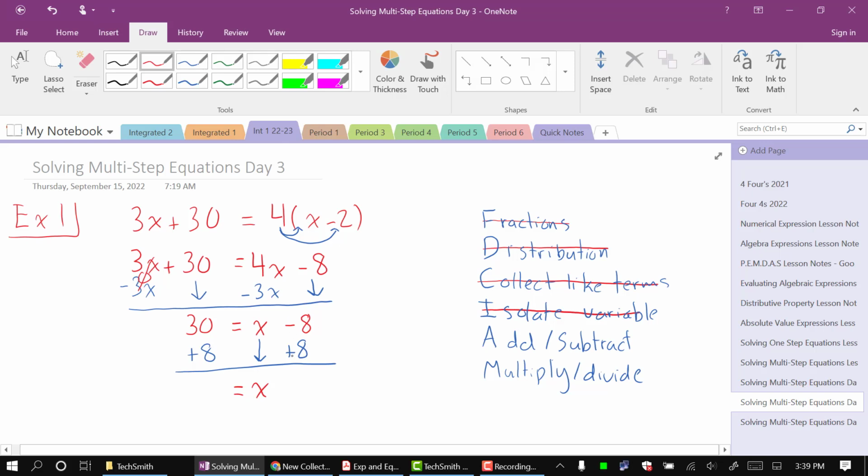Negative 8 and positive 8 give you a 0. 30 plus 8 more is 38. And I'm done. I have nothing left. I have 1x equals 38, and that's what I want as my final solution.